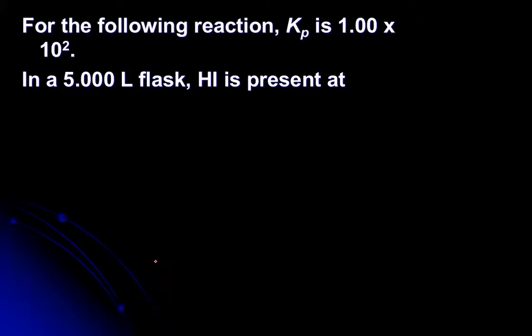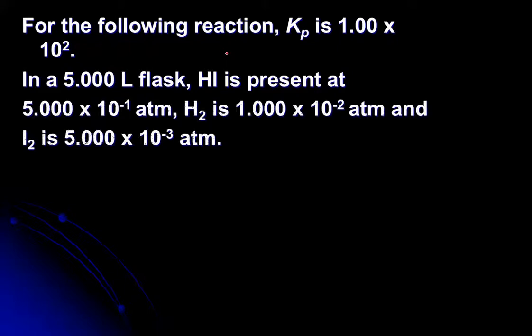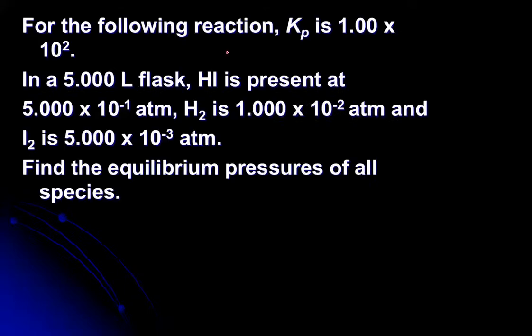All right, so let's see what we've got here. So we've got a following reaction. It is on page 630. We have hydrogen gas and iodine gas reacting to form hydrogen iodide gas. And what they've given us here is that in a 5-liter flask, which actually isn't going to be important for this because they've given us the pressures initially. So we aren't actually going to use the volume in the problem. It says we have hydrogen iodide present at this pressure, hydrogen at that pressure, and iodine at this pressure.